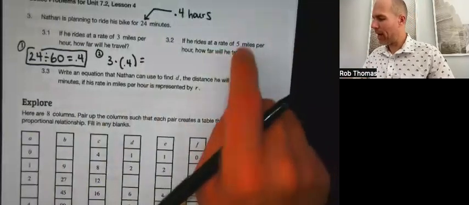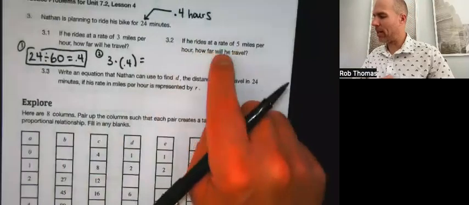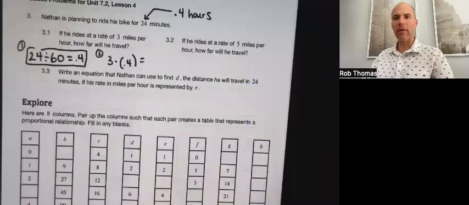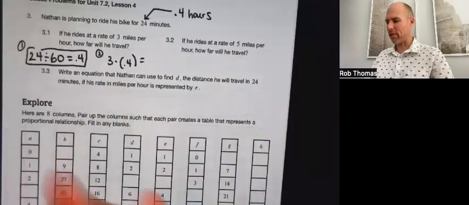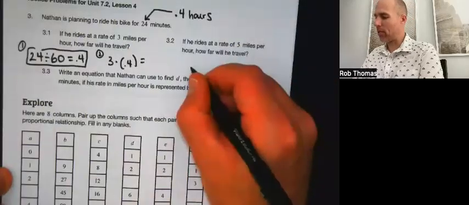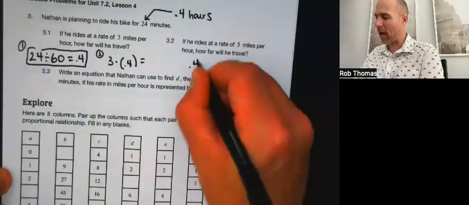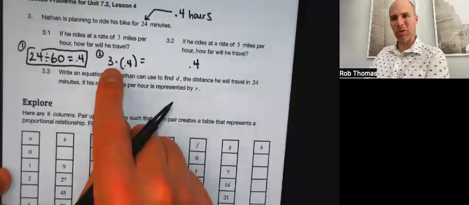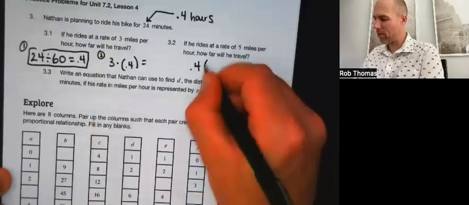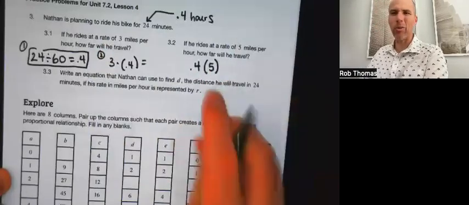Okay, now if he rides at a rate of 5 miles per hour, how far will he travel? That's just going to be the same thing, right? Except one number will be different. They didn't change the time, so we already know he's going to ride for 0.4 hours. But on this one, instead of multiplying by 3 for 3 miles an hour, just multiply by 5 for 5 miles an hour. I decided to go with parentheses again this time.